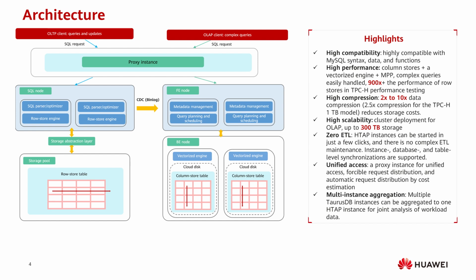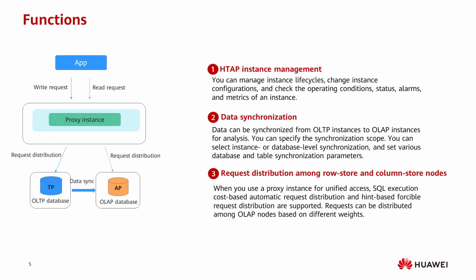Unified access. A proxy instance can be used for unified access. Forcible request distribution and automatic request distribution by cost estimation are supported. Multi-instance aggregation. Multiple TaurusDB instances can be aggregated to one HTAP instance for joint analysis of workload data. HTAP provides the following functions: instance management, data synchronization, and request distribution among row store and column store nodes.